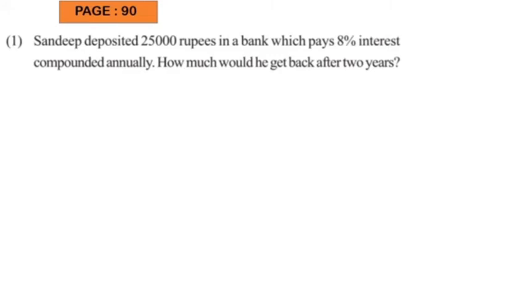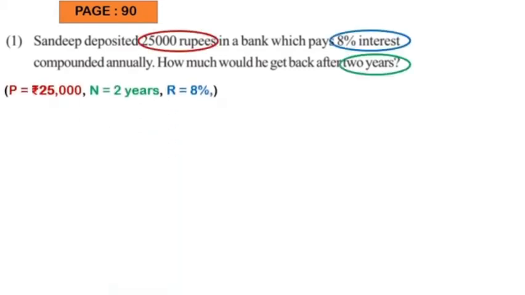Next question from page number 90. Sandeep deposited 25,000 rupees in a bank which pays 8% interest compounded annually. How much would he get back after 2 years? That is our question. So here our principal amount is 25,000 rupees, rate of interest R is 8% and number of years N is 2 years.